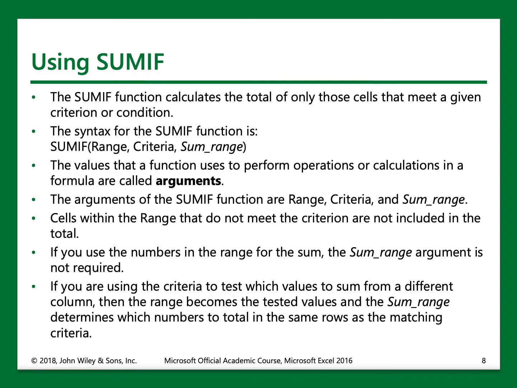So the sum if function calculates the total of only those cells that meet a given criterion or condition. The syntax of the function is just the sum if, the thing that you want to add up, what the criteria is, and then that you want to make sure that you're adding that all up properly. So the values that a function uses to perform operations or calculations in a function formula are called arguments. So the arguments would be the range, criteria, and the sum range. So look at the range of data, see if that meets the criteria, and then add it up if it does.